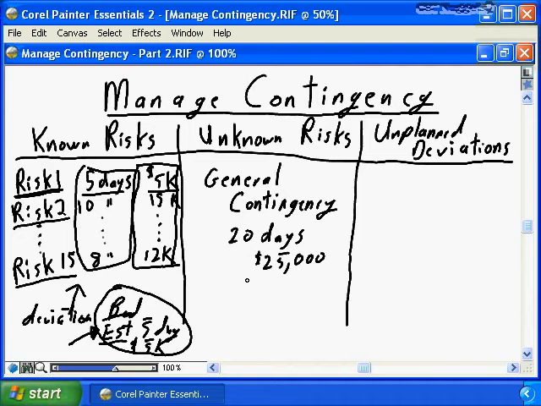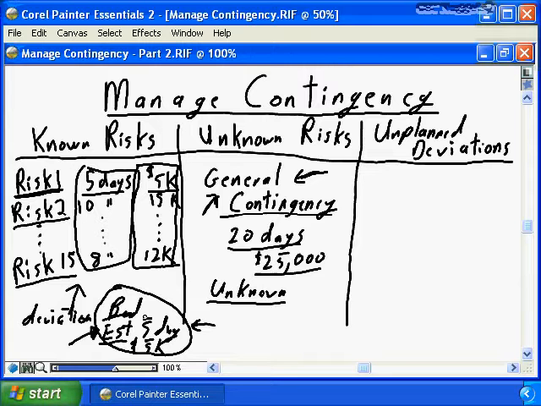But what about the general contingency? We've allocated 20 days, $25,000 of general contingency for the unknown risks. When you consume the general contingency is really at your discretion. You have this additional funds of 20 days, $25,000 to deal with unknown risks. If you truly consider bad estimates as an unknown risk, then you're within your rights to take that 5 days, $5,000, and apply it against the 20-day, $25,000 general contingency fund.